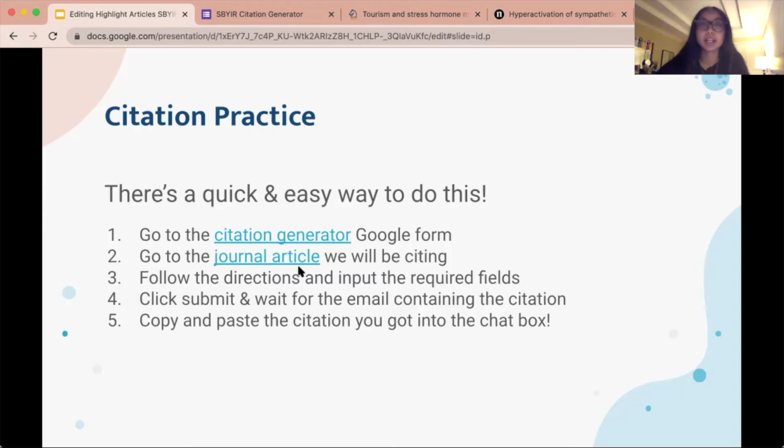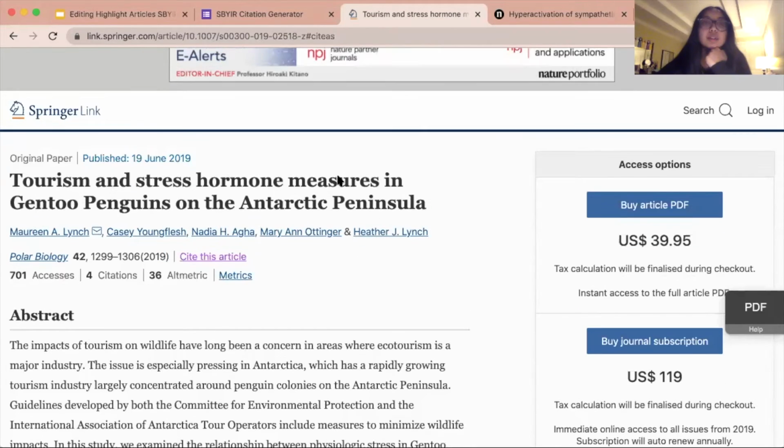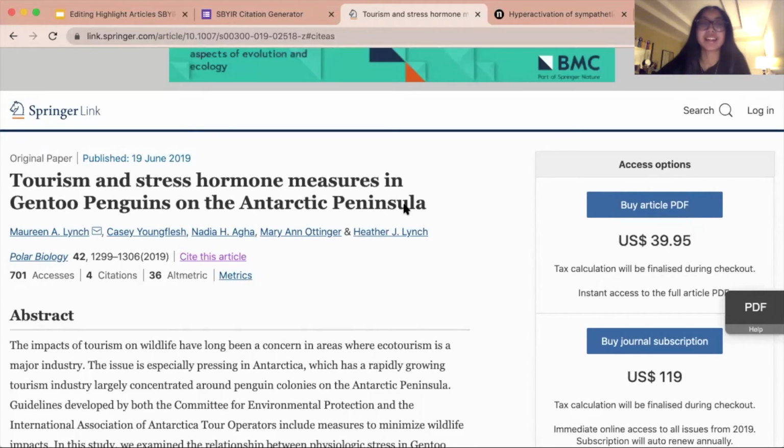Basically, what I'm going to ask everyone to do is to look at the journal article. It should look like this. Hopefully everyone can still see my screen. It should be called Tourism and Stress Hormone Measures in Gentoo Penguins on the Antarctic Peninsula. So this probably sounds familiar. We had an excerpt of it before that you guys helped edit. And the citation generator should look like this.